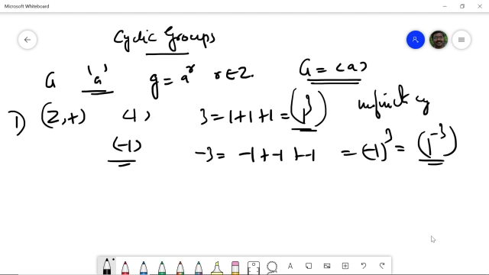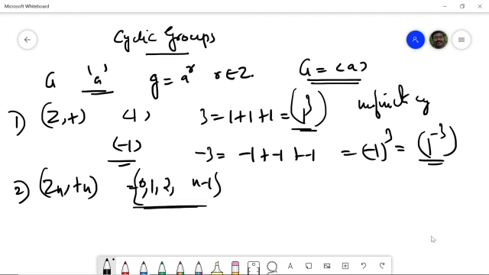Similarly, let us look at finite cyclic groups. Analogous to Zn, the set of remainders obtained when you divide a number by n, Zn under the operation addition modulo n is also a group. Zn consists of 0, 1, 2, etc., up to n minus 1. For example, if you take Z6, it consists of 0, 1, 2, 3, 4, 5.